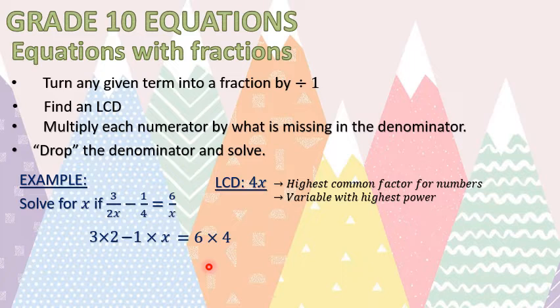We only take this shortcut when we are solving equations. So if I simplify now, I see that 3 times 2 gives me 6, and negative 1 times x will give me negative x, and 6 times 4 gives me 24. I'm just neatening it up, making it look better.